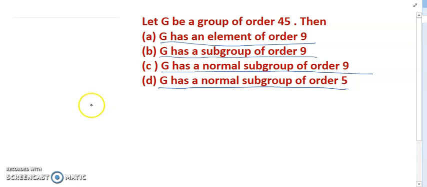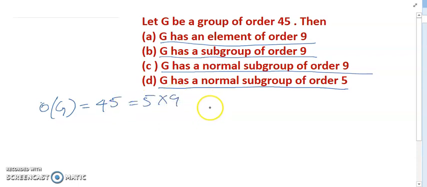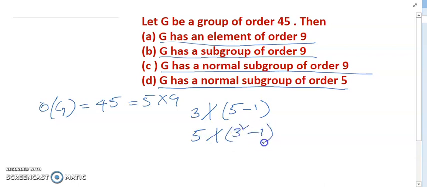So friends, must remember that the order of G is equal to 45, which is 5 cross 9. Now 3 does not divide 5 minus 1 and 5 does not divide 3 square minus 1. So friends, we know that G is an abelian group.